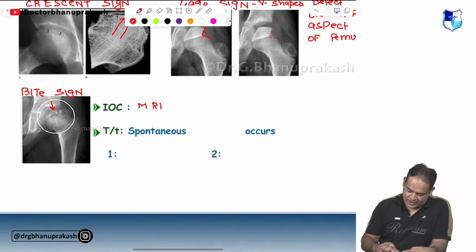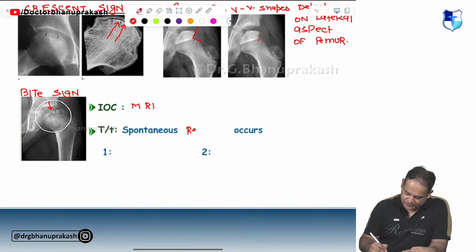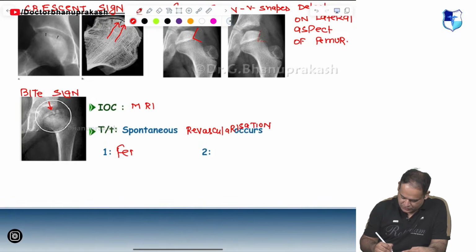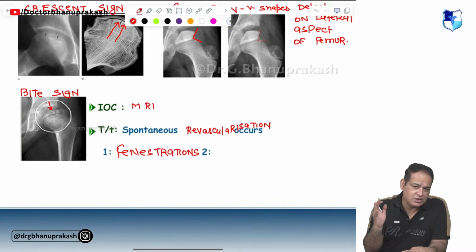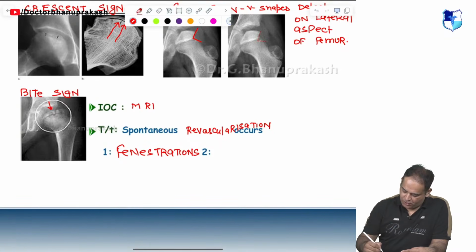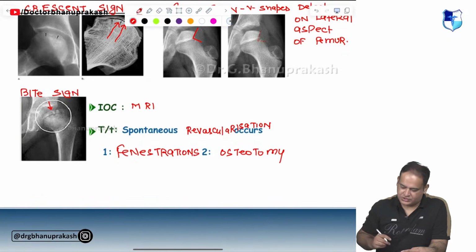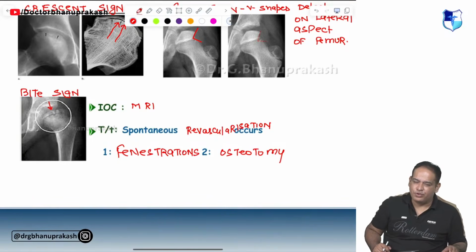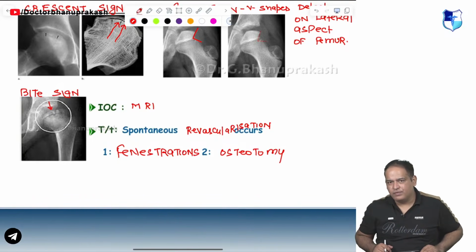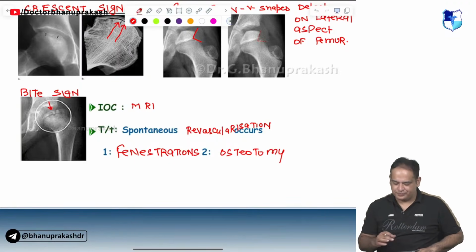Investigation of choice, MRI. Treatment, no treatment because spontaneous revascularization occurs. But if it does not occur, treatment is fenestration. You create multiple holes and new blood vessels will form. If they don't form, then osteotomy. You cut the dead bone.